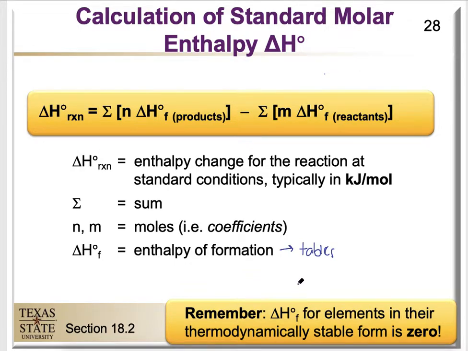Now, one thing to remember here is that the enthalpy of formation for elements in their thermodynamically stable form is equal to 0. For example, if you have hydrogen gas in the H2 form or oxygen gas in the O2 form that we discussed in the previous slide, then those would have an enthalpy of formation that is equal to 0. And so you would actually not find them in the table, because any element in its elemental form is known to be zero, so they won't necessarily be in the table.